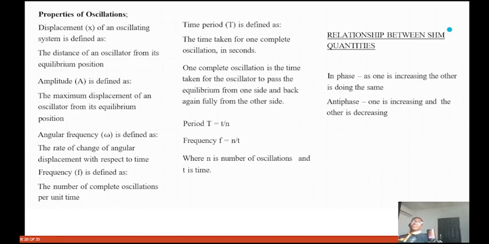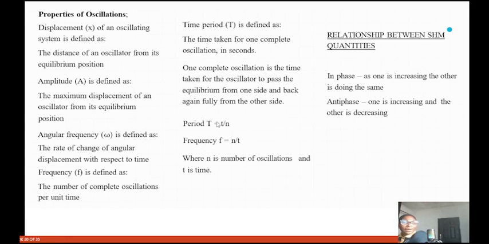So one complete oscillation is the time taken for the oscillator to pass the equilibrium from one side and back again, going to and fro. Maybe this was the main position: go to the front, come back to that main position, go to the back, go to the front, come back. And don't forget, at that center main position it is going to be fastest. So one complete oscillation is the time taken for the oscillator to pass the equilibrium from one side and back again fully from the other side.